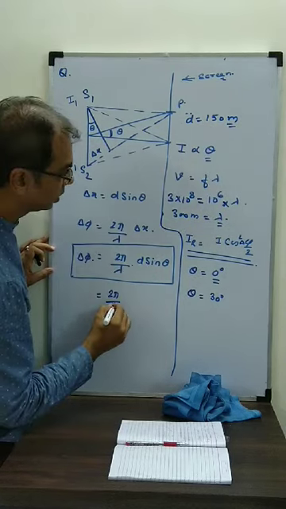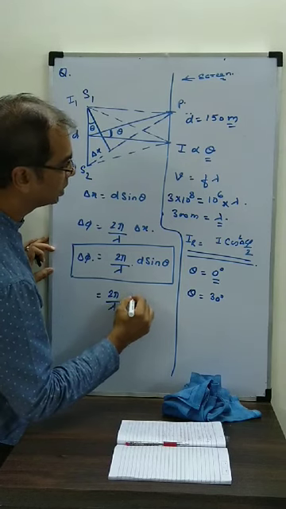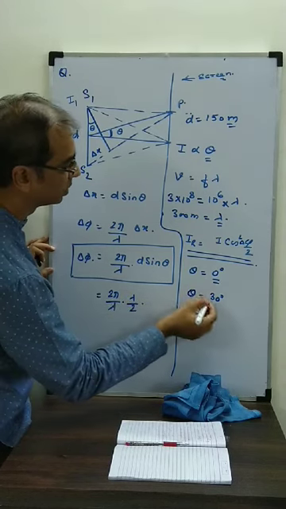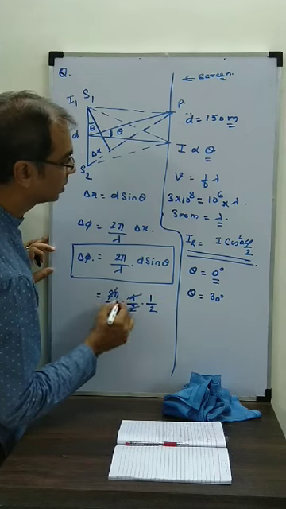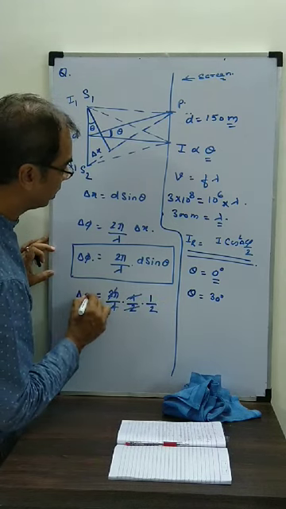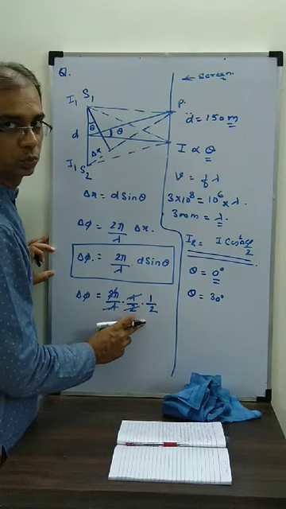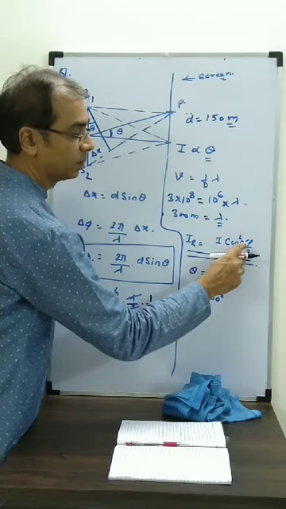So let's put it here. 2 pi by lambda, d is lambda by 2, sin 30. That means 1 by 2. This gets cancelled. This gets cancelled. It's pi by 2. So delta phi is coming pi by 2.